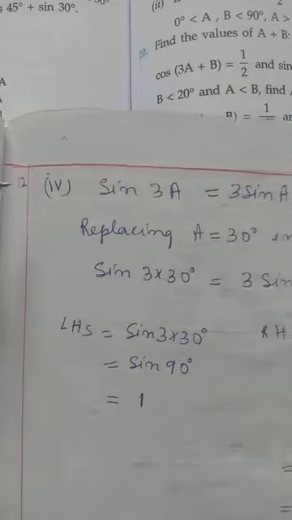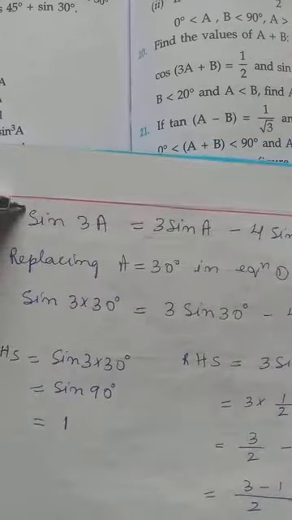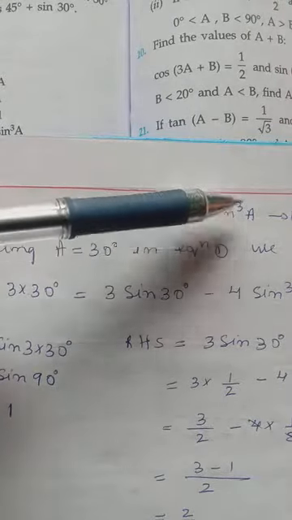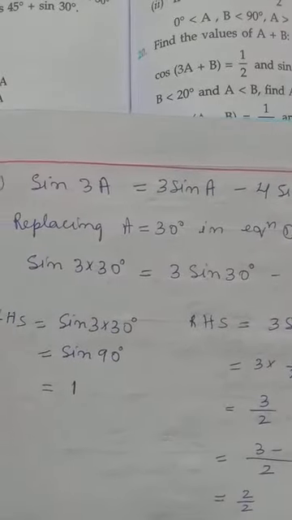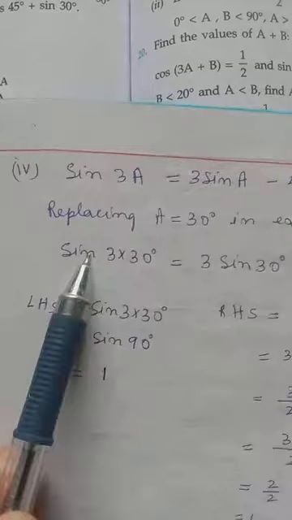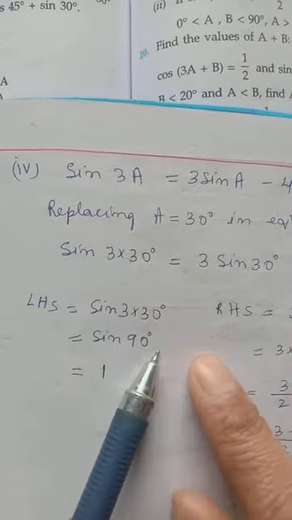Number 12, 4. They give us A equal to 30 degrees. We have to prove that sine 3A equals 3 sine A minus 4 sine cube A. So let us replace first. In place of A, we put 30 degrees. So it will be 3 into 30. 3 into 30 will be 90.